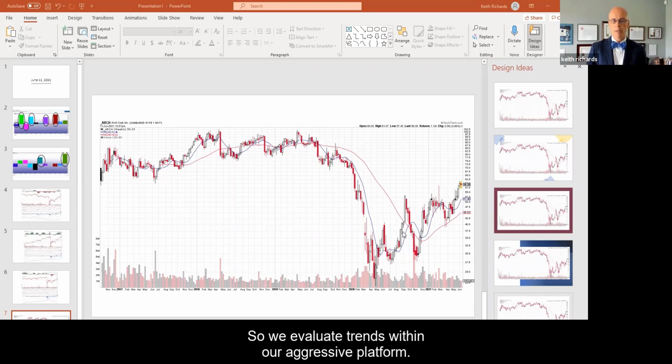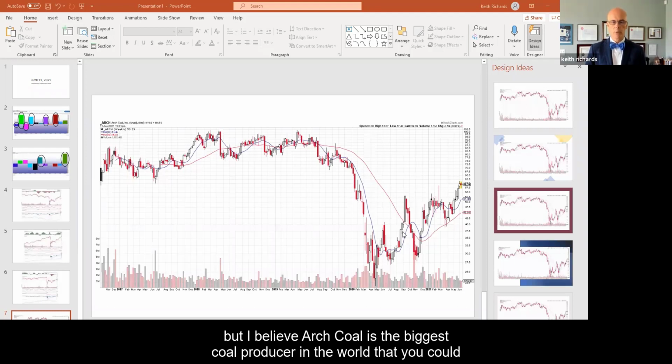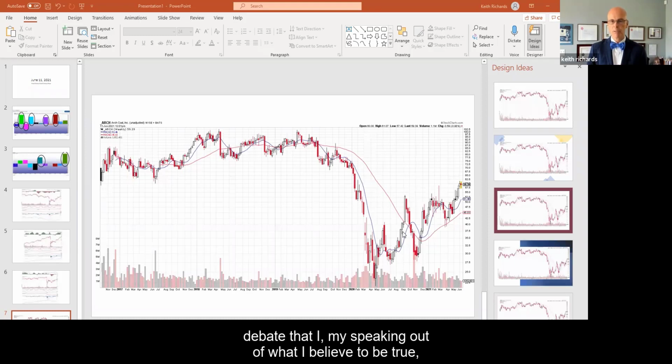So we at Value Trend have a conservative and aggressive platform. In the aggressive platform, we bought one coal position, I should say two. We bought two coal positions, and we're looking at buying this one. Now, I will tell you that we do not own Arch Coal, which is the chart we're looking at. I believe, I may be mistaken, but I believe Arch Coal is the biggest coal producer in the world. You could debate that. I'm speaking out of what I believe to be true.